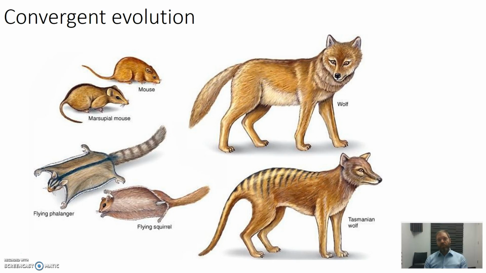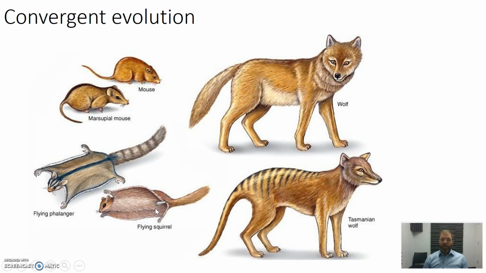So we've got 3 placental mammals and 3 marsupial mammals that have very similar roles within their communities, but are not related at all, or at least only very distantly related to a common ancestor back before the Jurassic time. So here we have a marsupial mouse and a placental mouse, the Tasmanian tiger or wolf and a regular wolf, and the sugar glider and the flying squirrel.